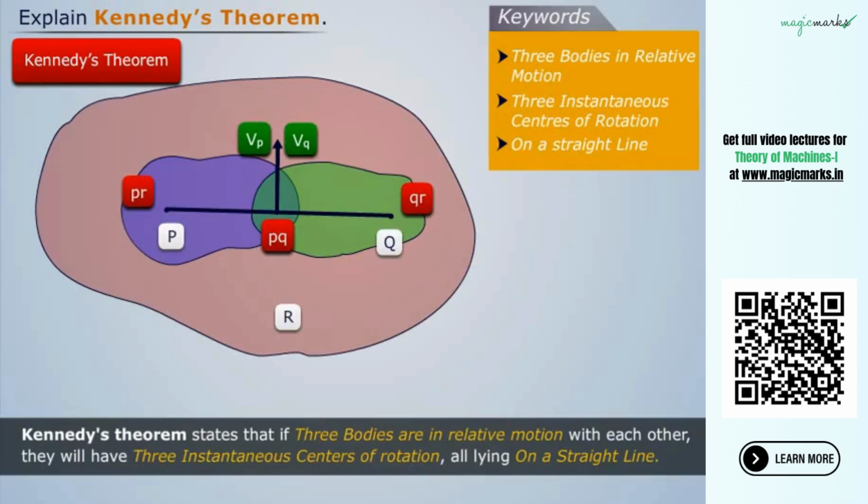Thus, we see that if the three bodies are in relative motion with each other, they will have three instantaneous centers of rotation, all lying on a straight line. This proves Kennedy's theorem.